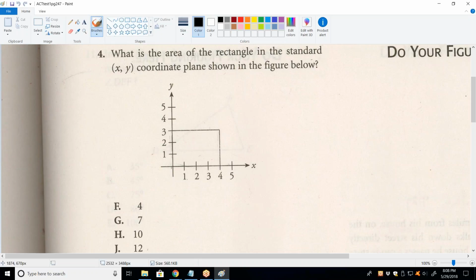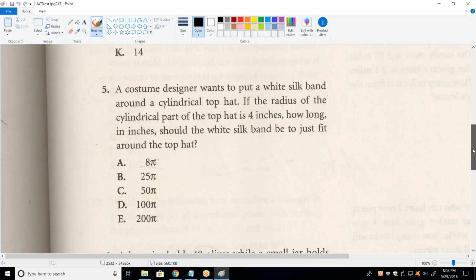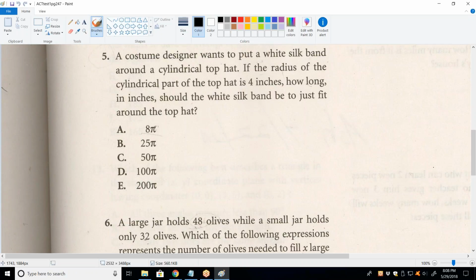What's the area of that rectangle? 12. All right. These are obviously pretty easy. That's okay. When they're easy, we can go through them very quickly. So. Number 5.